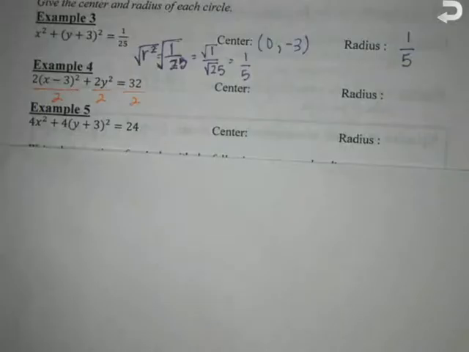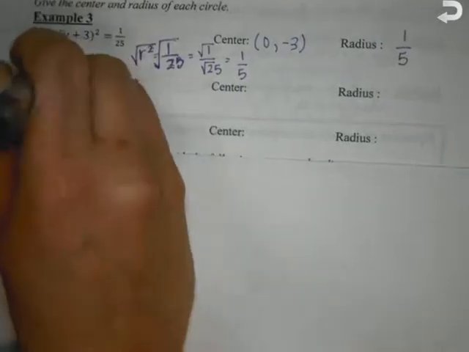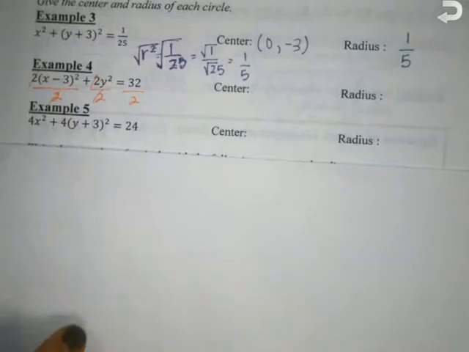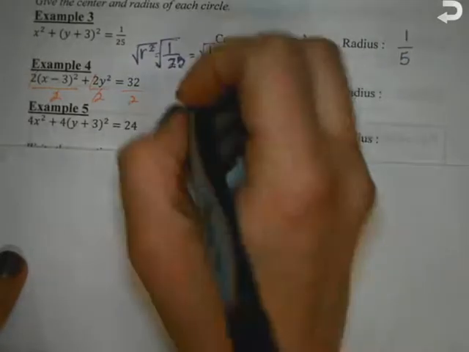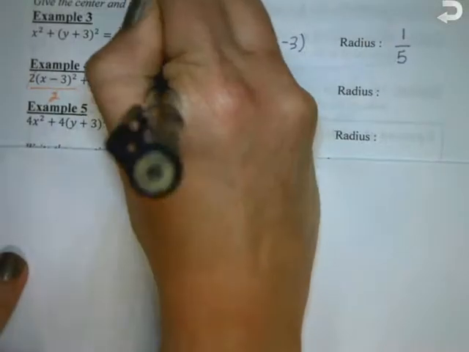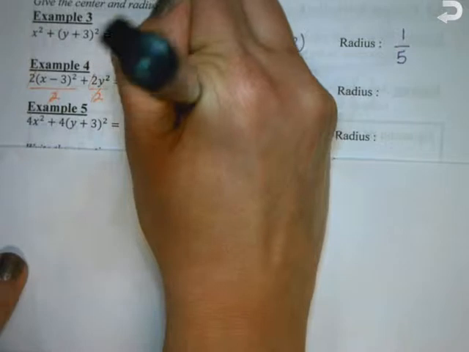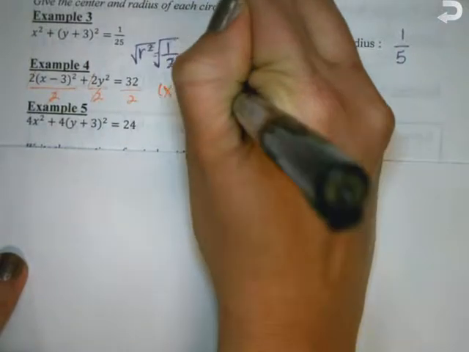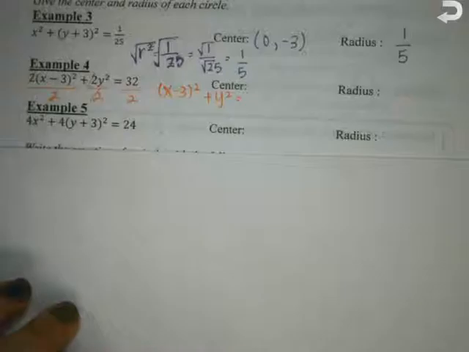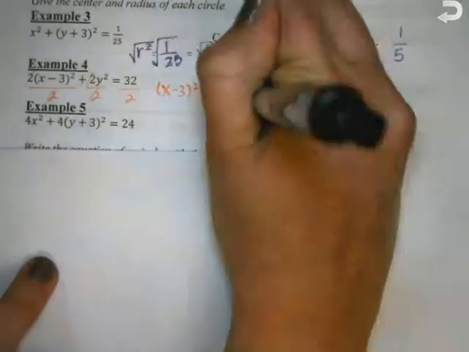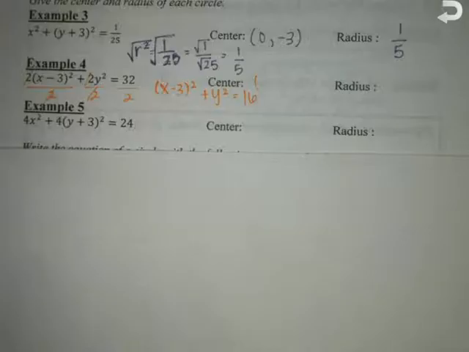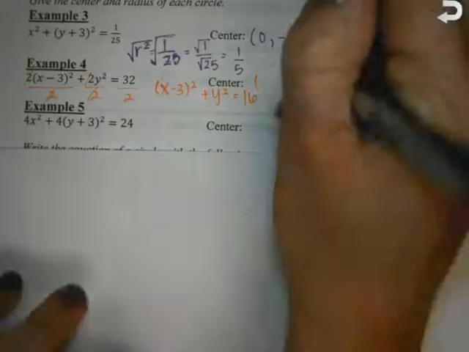So that's going to make my new equation x minus 3 squared plus y squared equals 32 divided by 2, 16. So what's the center? 3, 0. Good. What's the radius? 4. Radius is 4. Okay.